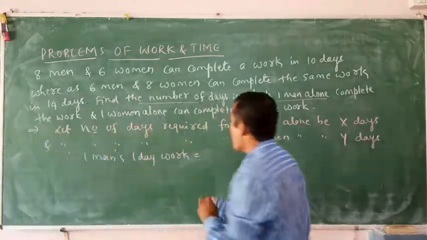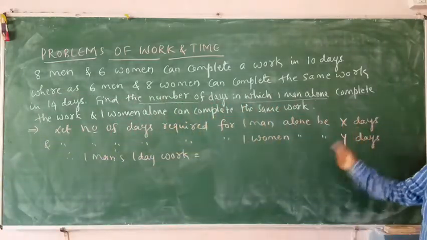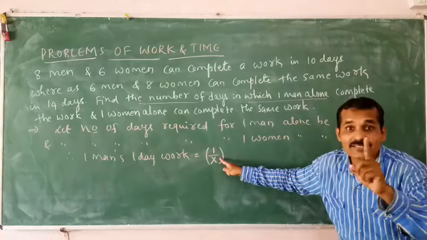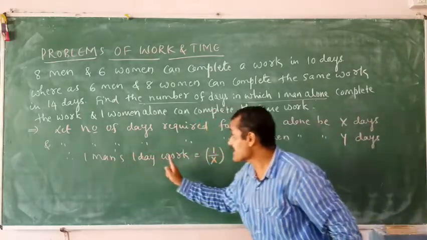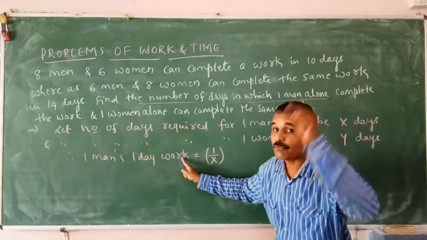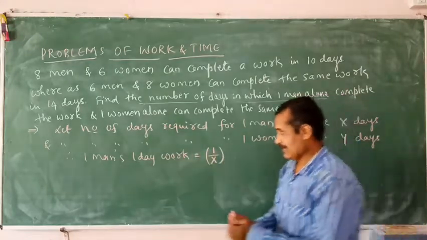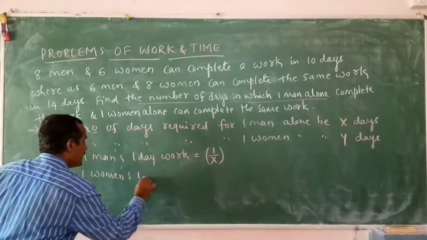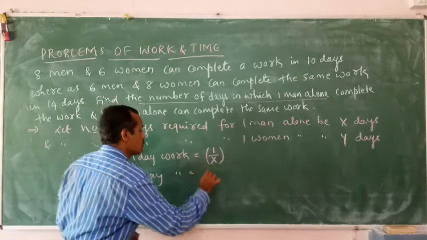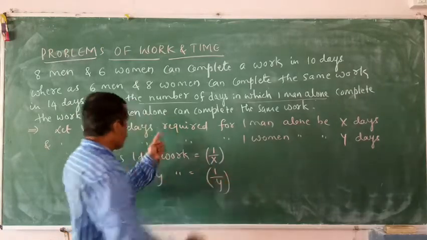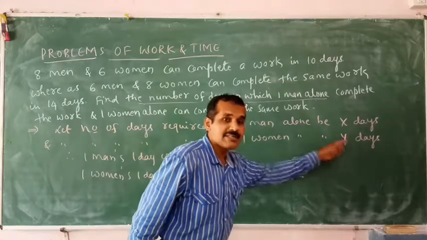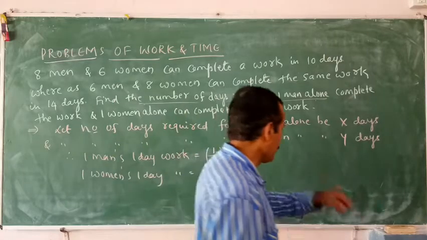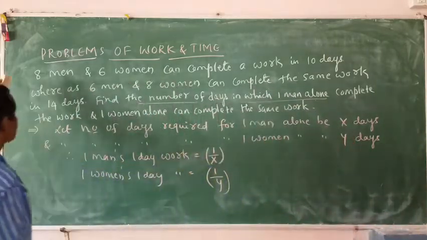So I can say one man's 1 day work. He will complete in x days. So in 1 day he will complete 1 by x. My dear children, this is not the days. This is the work done. One man's 1 day work, how much part of the work is completed? It is 1 by x. And one woman's 1 day work is equal to 1 by y. One woman completes in y days, means in 1 day how much will she complete? She will complete 1 by y. Okay, now you see how to continue the problem.